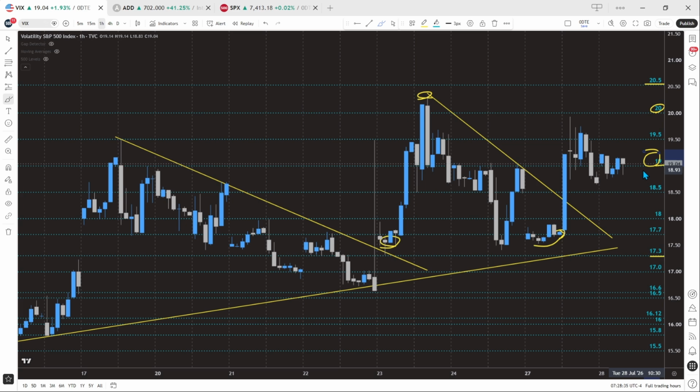We want to continue to utilize the VIX in tandem with our SPX levels to look for those confluence points, and VIX levels are unchanged.